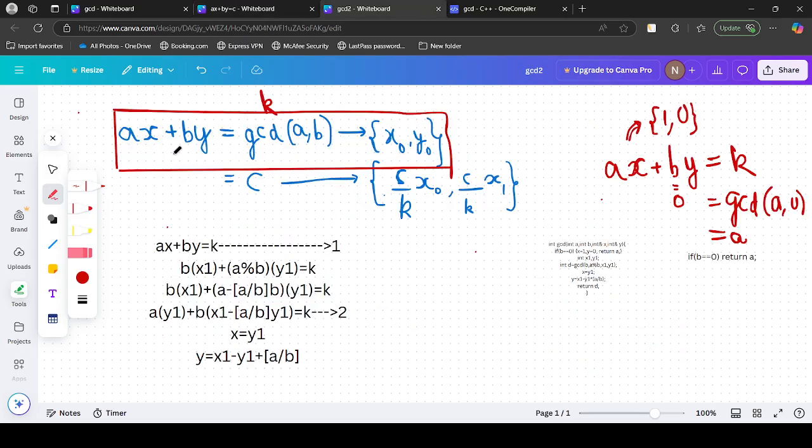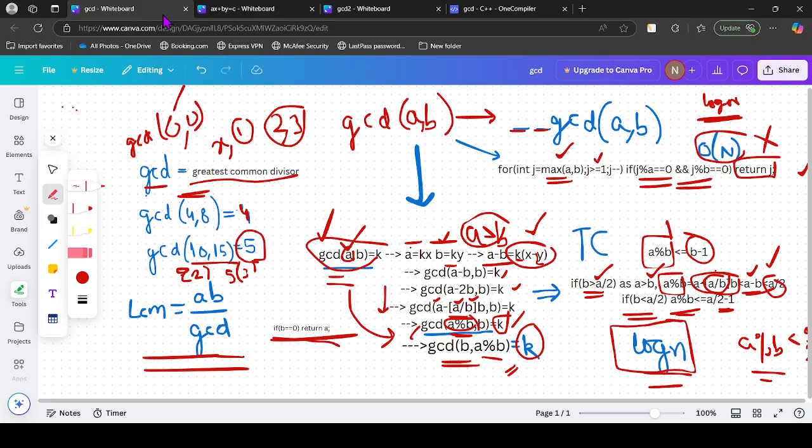Yes, because for example, if we are able to find the solutions of this as x0, y0, the solution for c can be simply written as c by GCD into x0, c by GCD into y0, because we can just multiply by c by k on both sides and we can get the solution for the given idea as well. So now the main part reduces to finding the solution of ax plus by is equal to k, because we are sure that the solution exists, and the main idea is to return the pair which satisfies the given condition. So now let's assume the initial equation as 1.